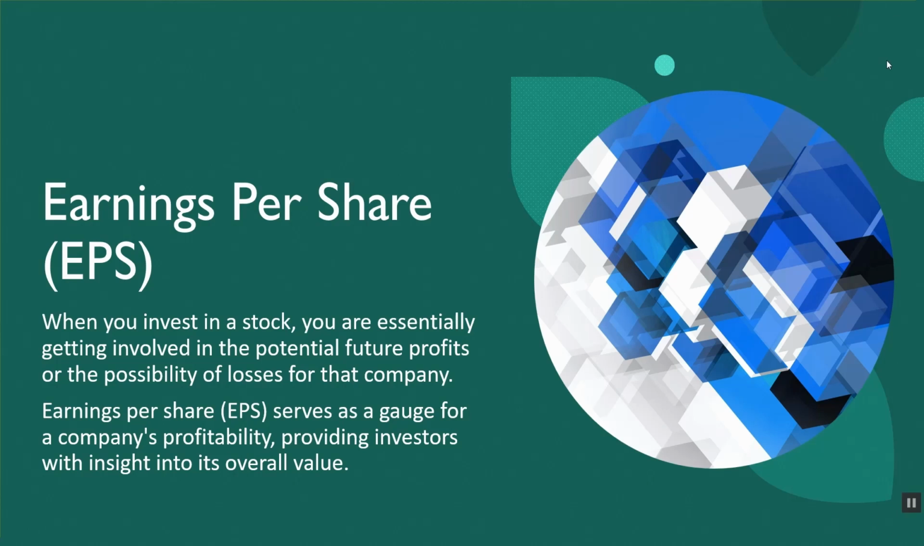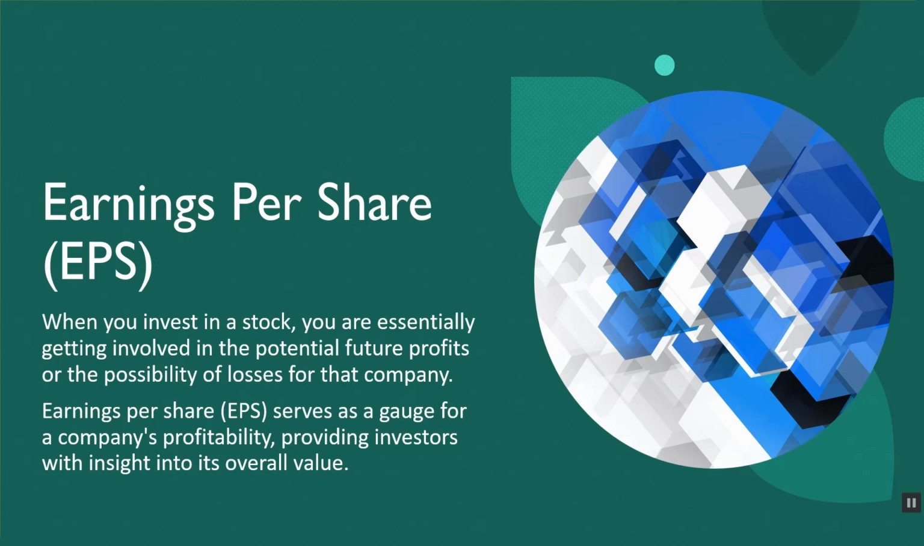Now let's talk about earnings per share. Imagine a pizza representing a company's total earnings. Now, let's slice that pizza into equal portions, with each slice representing one share of the company's stock. The earnings per share is like the amount of pizza each shareholder gets to enjoy.